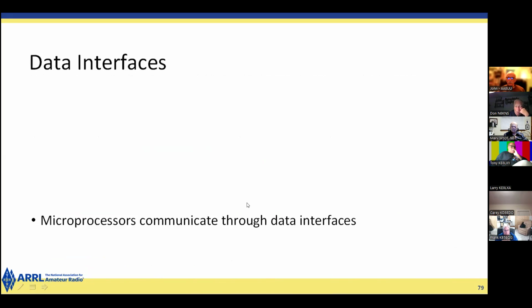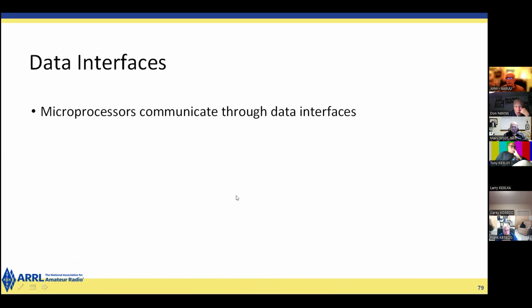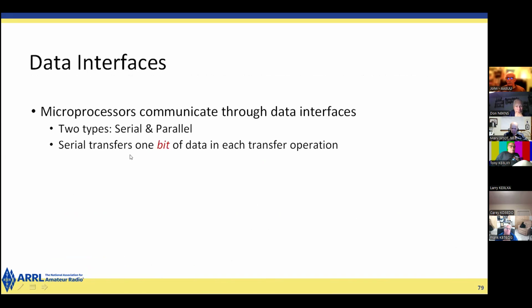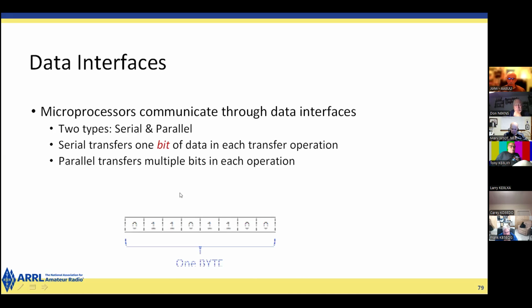I don't know. That used to be a big deal. I don't know if it is anymore. Microprocessors communicate through data interfaces. Two types exist, serial and parallel. Serial transfers 1 bit of data in each transfer operation. Parallel transfers multiple bits in each operation. And there's a picture of a byte, which is 8 bits. 1, 2, 3, 4, 5, 6, 7, 8.